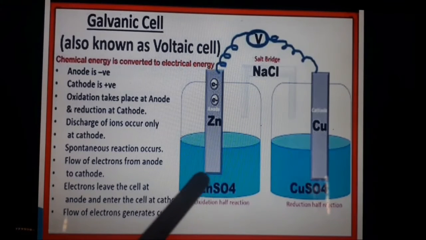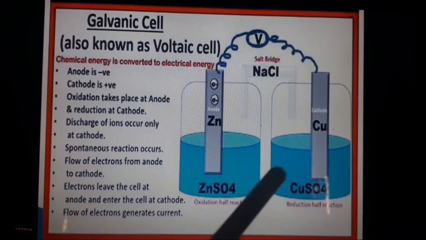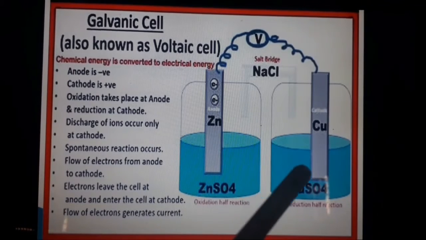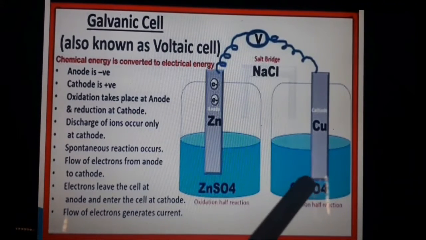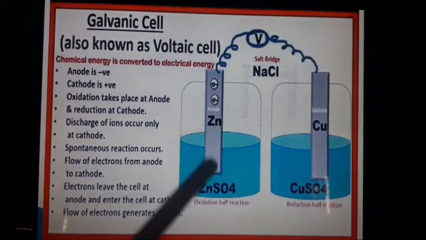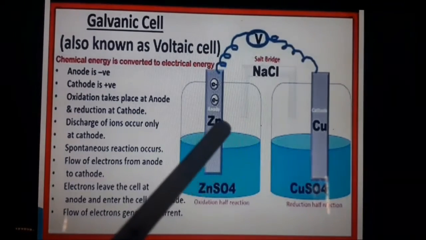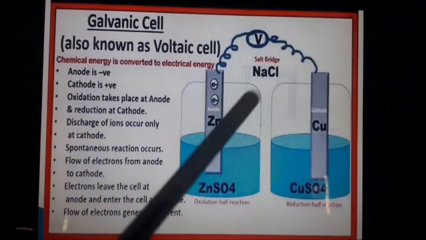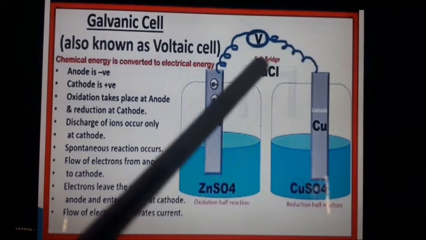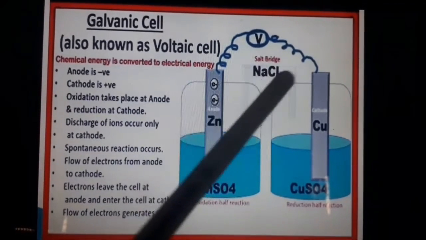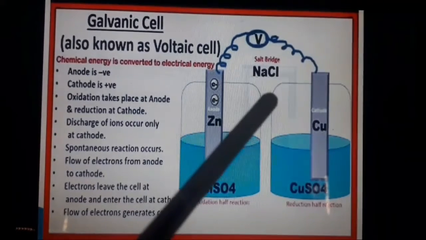Here, the zinc sulfate and copper sulfate solutions are kept in two beakers. The electrodes are immersed in each one, and then a salt bridge is there through the tube. Sodium chloride salt bridge, common solution NaCl.